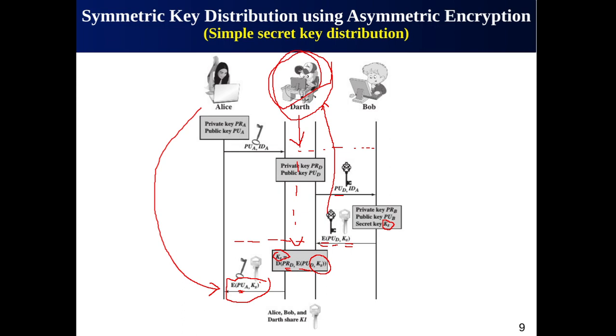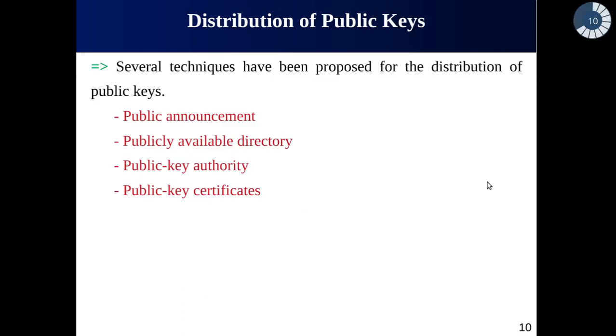We need something else, and for that we need to properly distribute the public keys. For that we have 4 different approaches, and these approaches are commonly used for distribution of public keys. Every approach has a merit and demerit. Let us briefly explain these approaches.